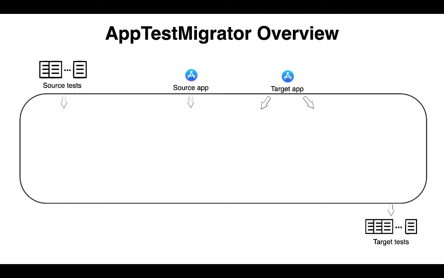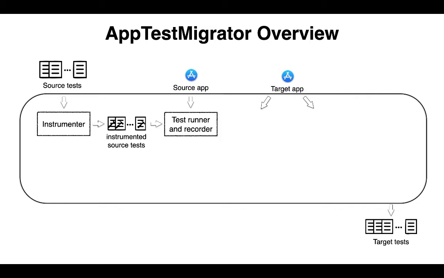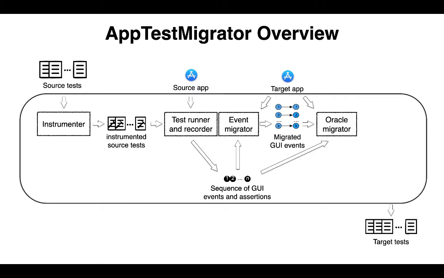So given the source test, it first instruments the test, and it then runs this instrumented source test and records a sequence of GUI events that are triggered and assertions that are checked by the test. Once it collects them, it continues by migrating first the GUI events and then migrating the oracles. And finally, it generates the test scripts with these migrated GUI events and oracles.